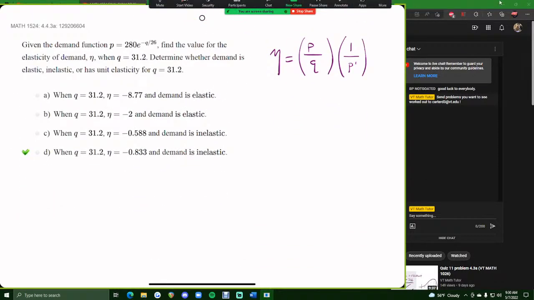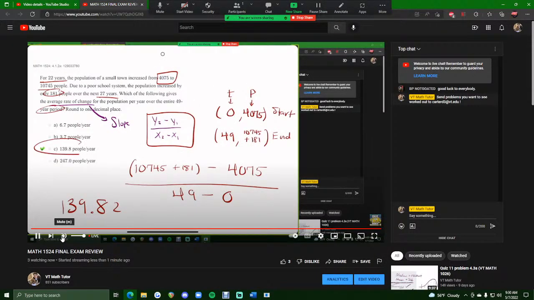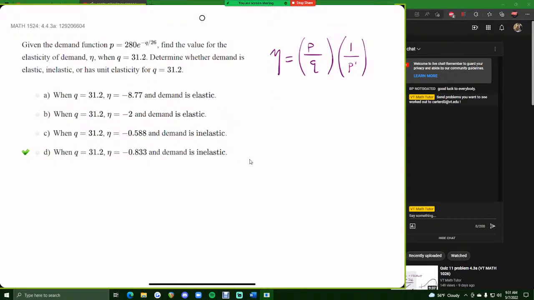All right, let's keep it rolling. Just want to do a sound check. I have like a fear that it's just not working. That is approximately 139.8. All right, we're rocking. Let's keep it rolling.